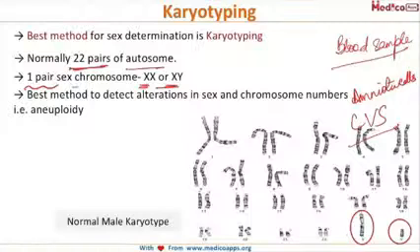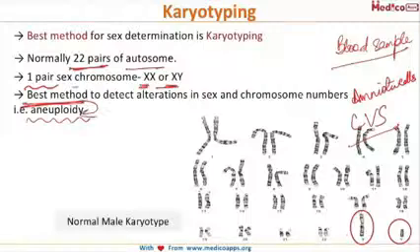Now this karyotyping gives you the entire chromosomal pattern of any individual. So if there is any aberration in this chromosomal pattern, you can know that by karyotyping. So what is the aberration in the chromosomal pattern called? It is called aneuploidy. So karyotyping is also the best method to detect aneuploidy.